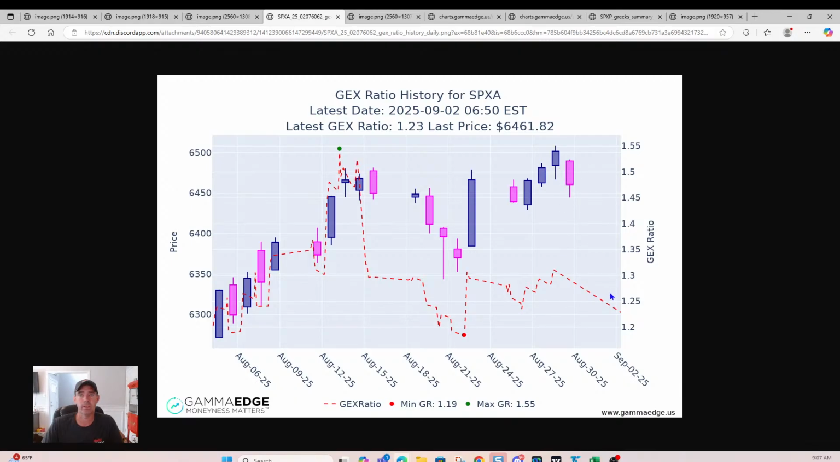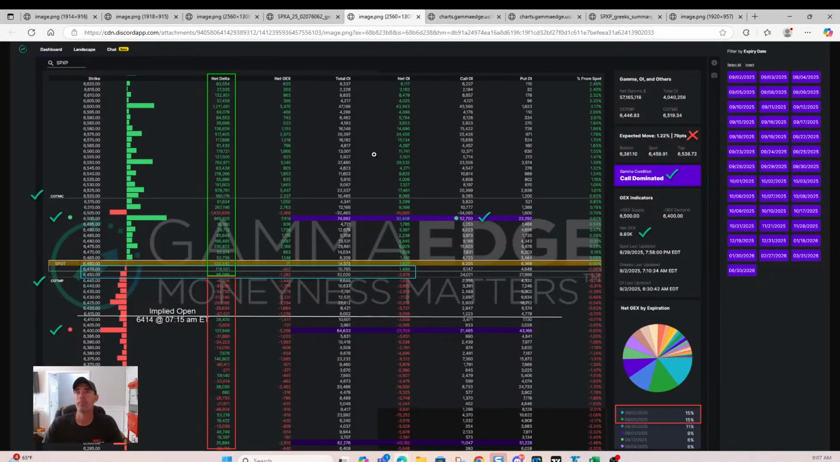Spot price continues to come down as the out of the money call speculation drops and the out of the money put hedging starts to increase, or we'll see the spot price go sideways and then the GEX ratio start to rebound back to the upside as that out of the money call speculation comes back in. So we'll just keep an eye on this, again, day over day.